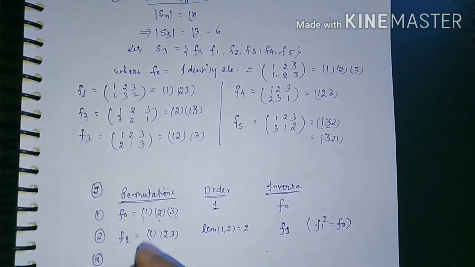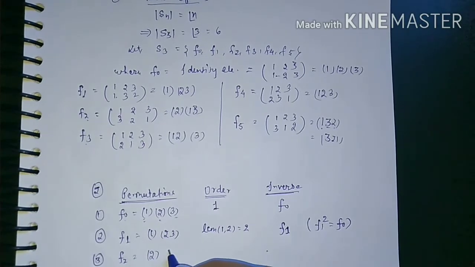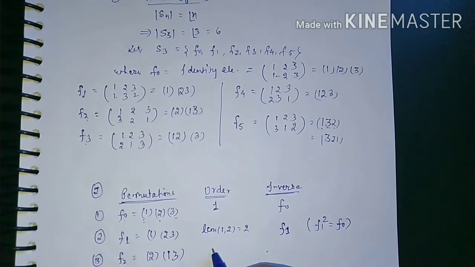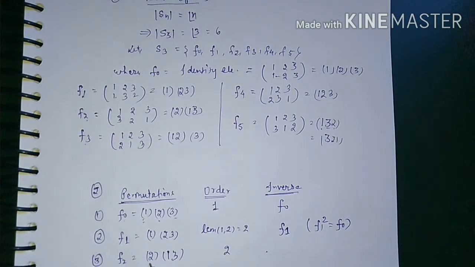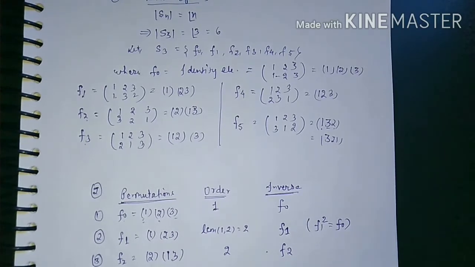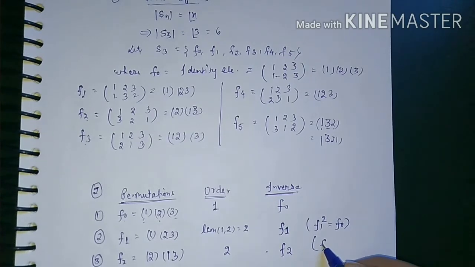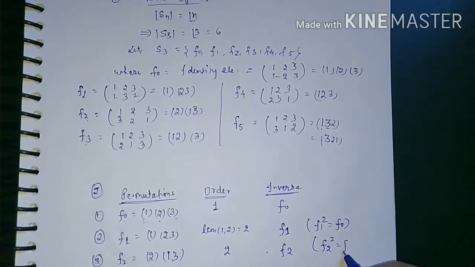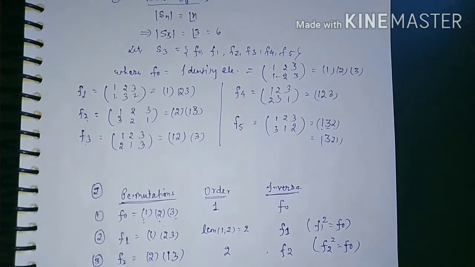The third element, that is F2, is equal to (2)(1, 3), that is, 2 is self-mapped. So the order of F2 is again 2, because the LCM of the lengths 1 and 2 is 2. And it is also self-inverse because it has order 2, that is, the inverse of F2 is again F2. And similarly F2 square is the identity element F0.